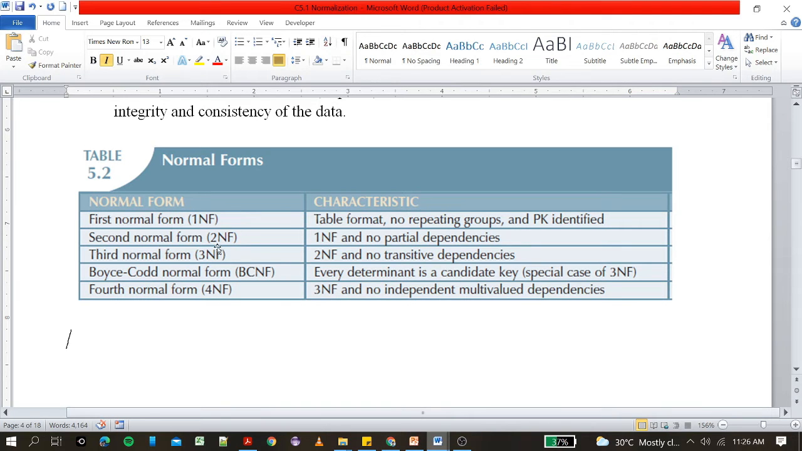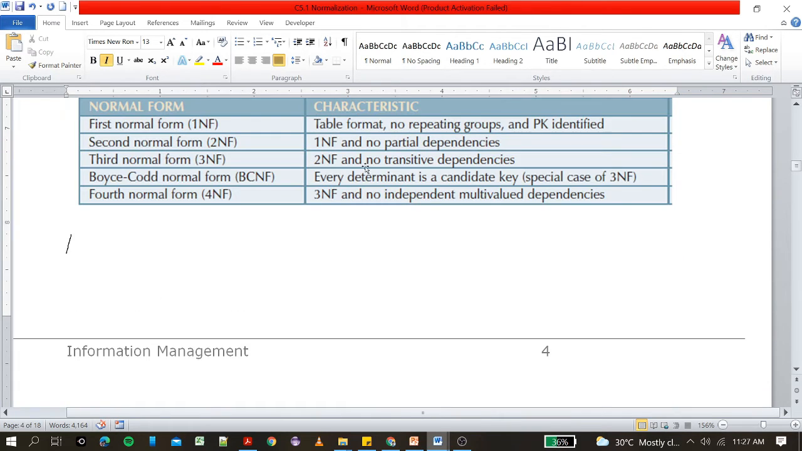Sa second normal form, dapat na-attain lahat ng characteristics ng first normal form and there should be no partial dependencies. Sa third normal form, dapat na-attain lahat ng characteristics ng second normal form and there should be no transitive dependencies. So, itong mga dependencies na to, mamaya i-discuss natin kung ano yung mga yan. Pagdating sa Boyce-Codd normal form, every determinant is a candidate key. Ito yung special case lang ng 3NF. And then sa fourth normal form, 3NF and no independent multi-valued dependencies. Okay?